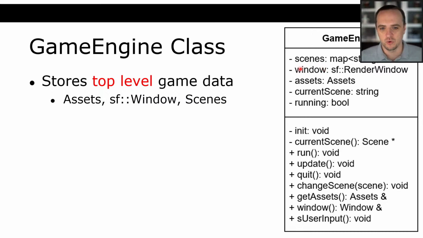The next thing we're going to store is the window. So this is an SF render window, and so the window will not be changing based on the different scenes. Like the game window is still there, it's still running. The assets. So the game engine is going to store all of the assets, and the way we are going to be doing things in this course is that our games are going to be so small that we are going to load all of our assets at once at the start of the game. So when the game runs, it will load all of our assets for all of the scenes.